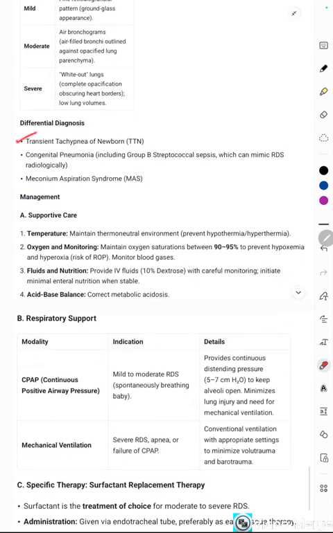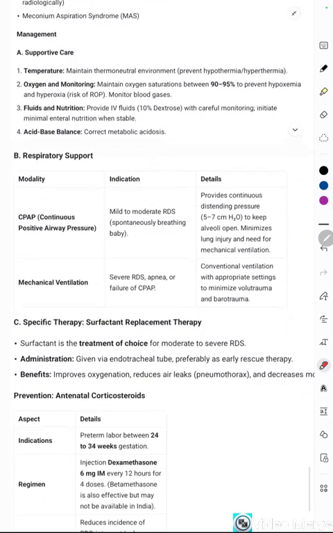The differential diagnosis is transient tachypnea of newborn, congenital pneumonia, or meconium aspiration syndrome. Management: supportive care is given.